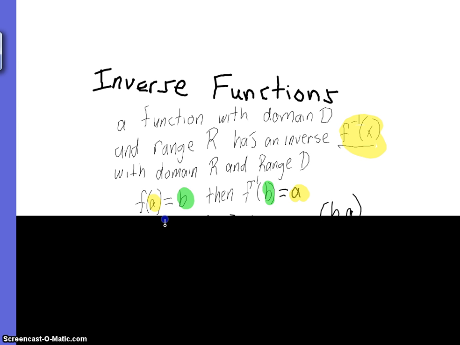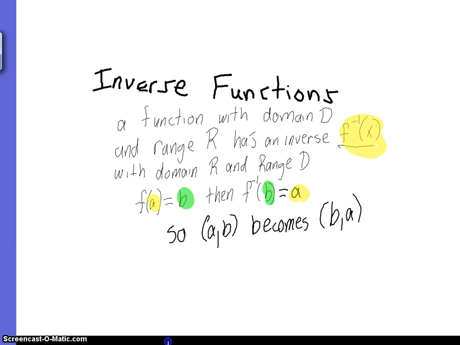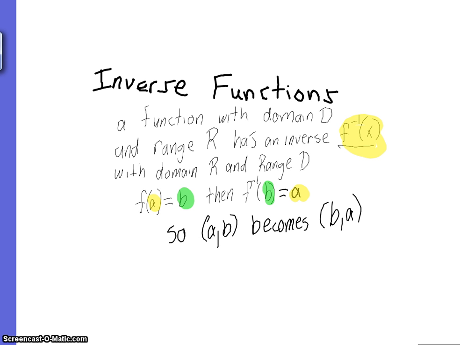Specifically, if I originally have a function and I plug a point A in for my x, I get a b value. Then my inverse function, if I plug b in there, I'm going to get a as my answer. To look at an ordered pair, if I start off with a comma b as an ordered pair, it's going to become b comma a in the inverse.